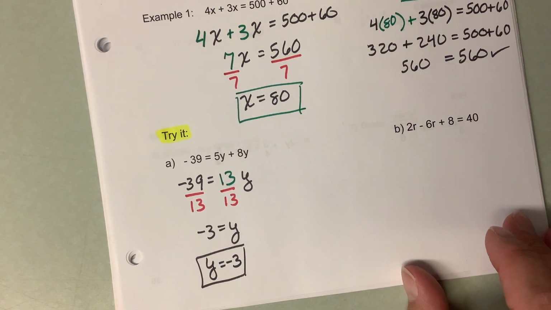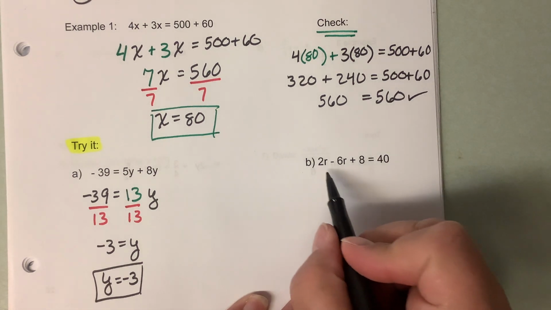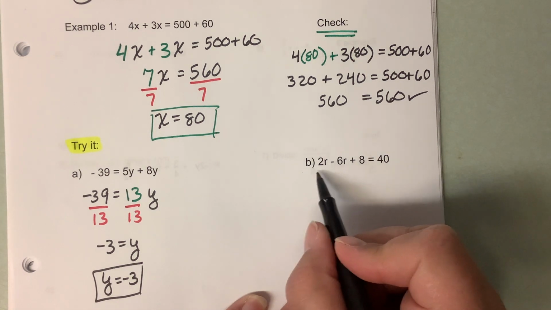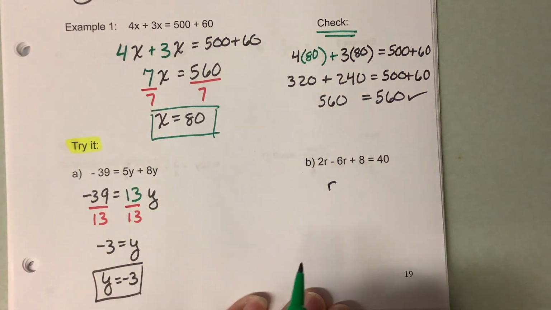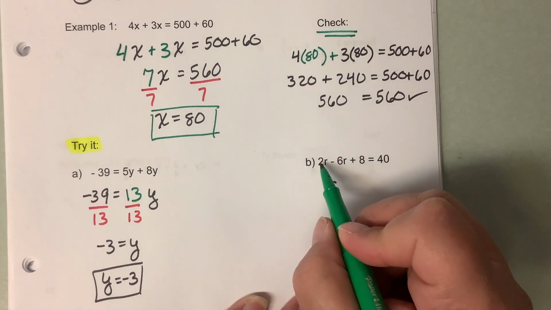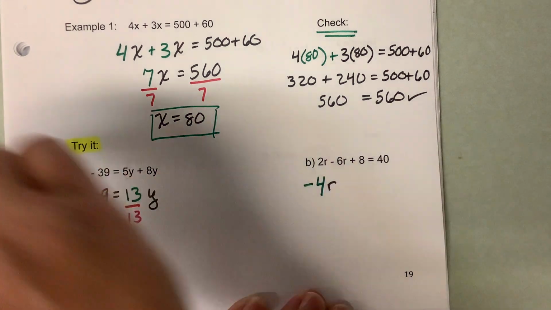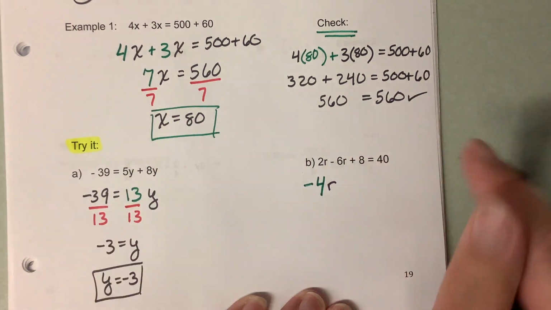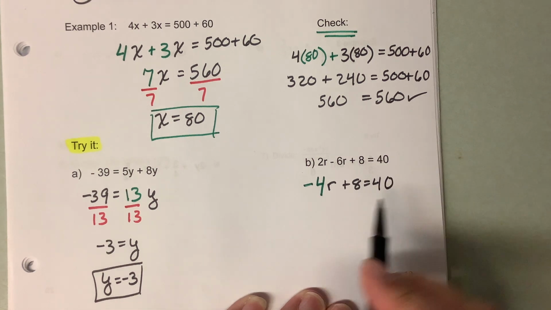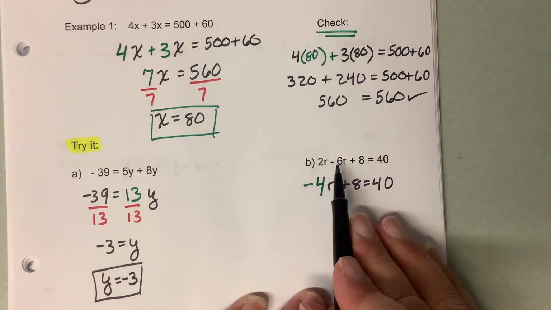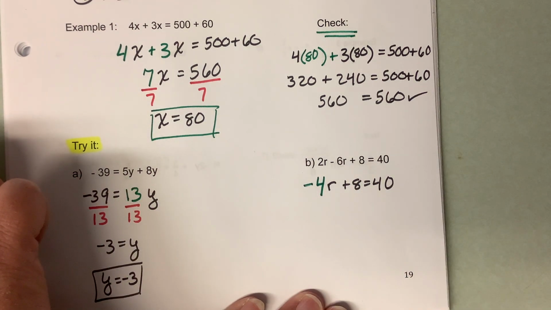This one. You're combining like terms, so only the 2r and the 6r. Keep the variable, add, oh, sorry, not adding, subtracting. 2 minus 6, negative 4. The rest of it stays the same. Plus 8 equals 40. So 2 minus 6. Only subtract the coefficients.